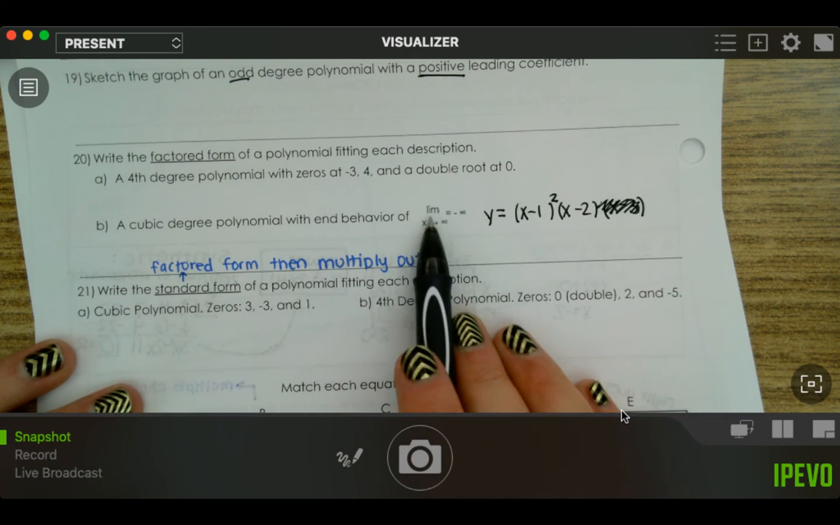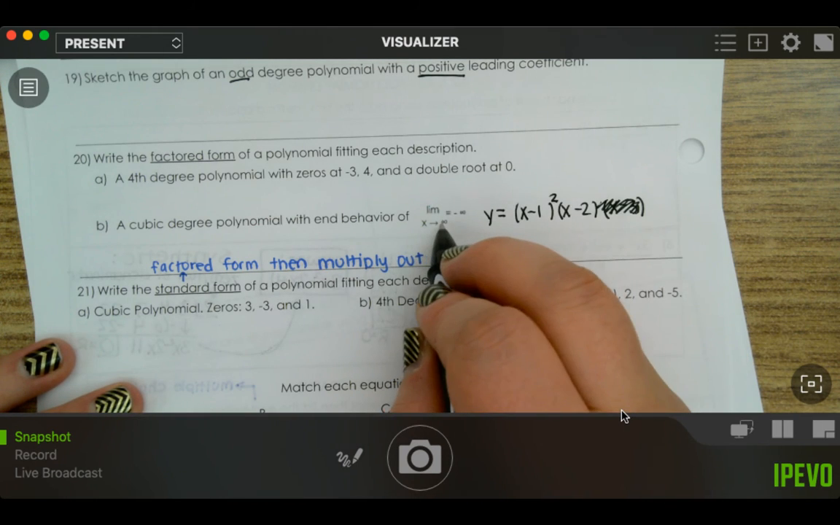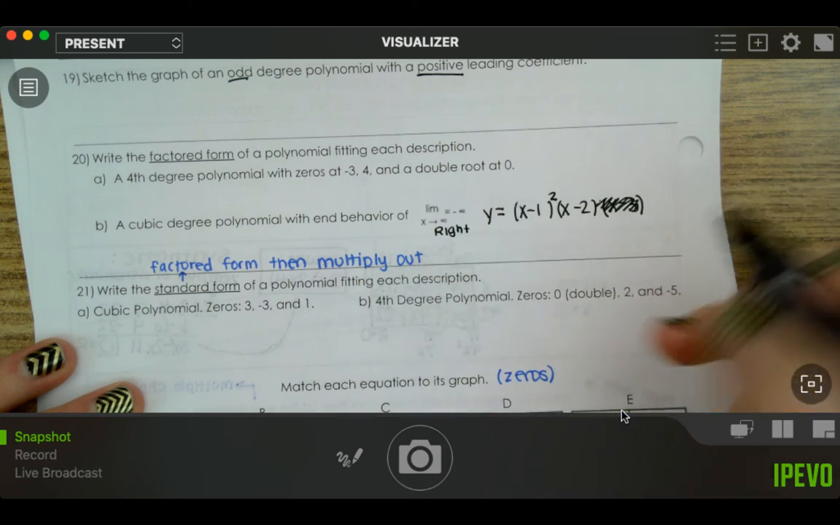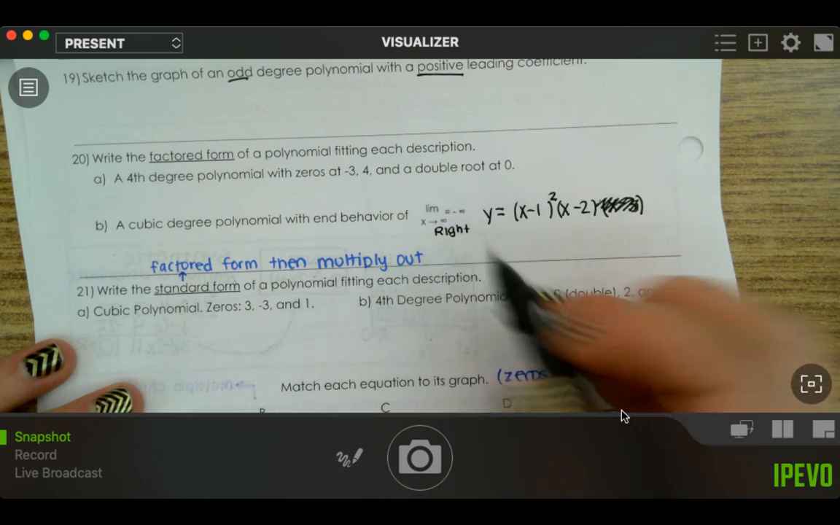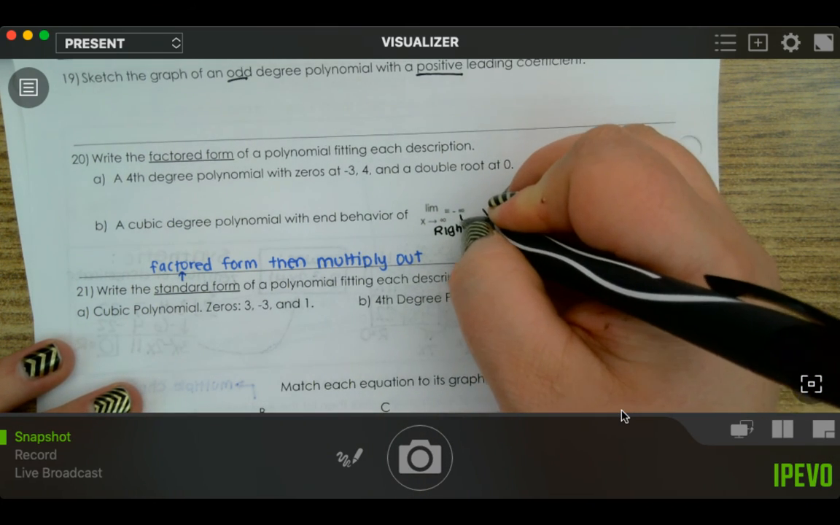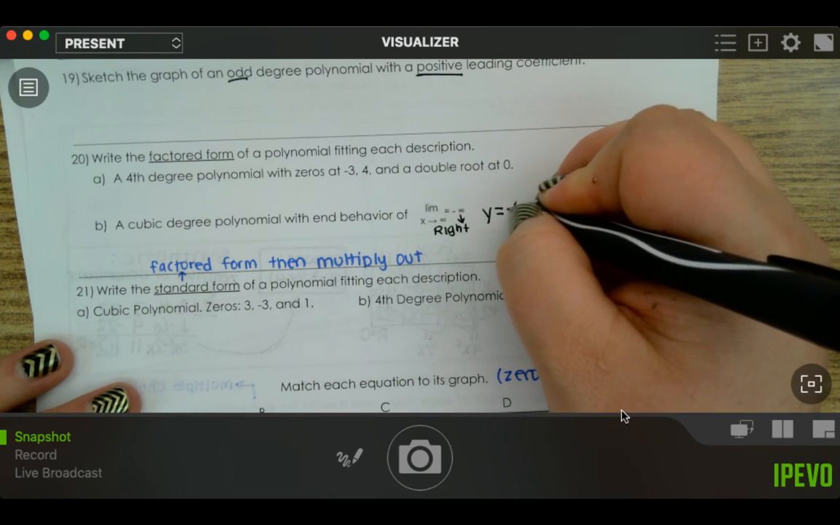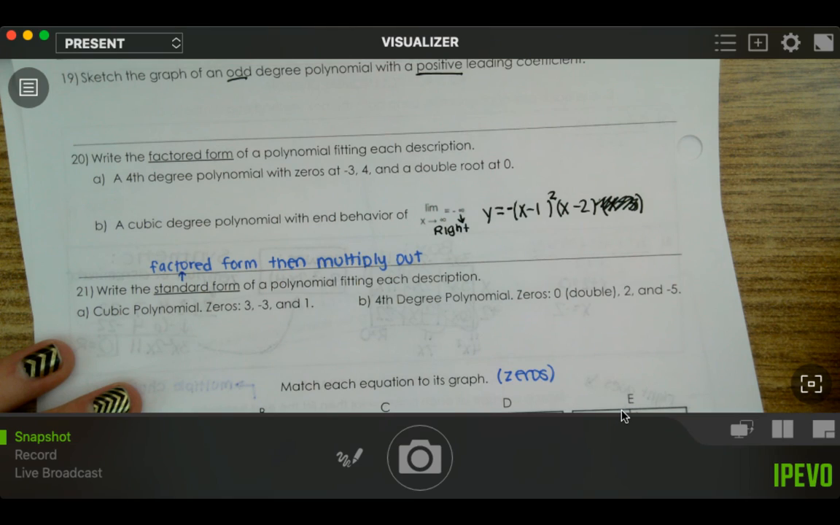But then it says the end behavior as x goes to infinity, so this is on the right, it goes to negative infinity. So if the right side is going down, then that means that you need a negative right here. Okay.